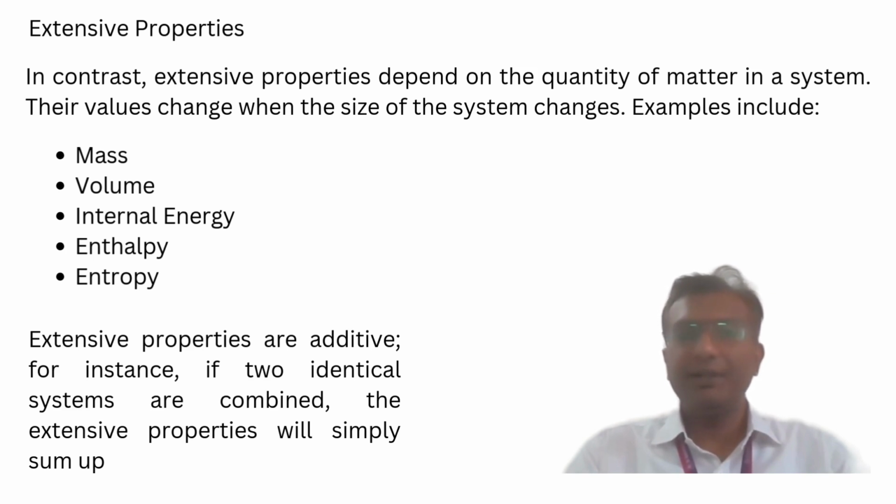Let's illustrate this with some common examples. Consider first the property of mass. This is perhaps the most common example. A larger system simply contains more mass. If you double the amount of substance, you double the mass.